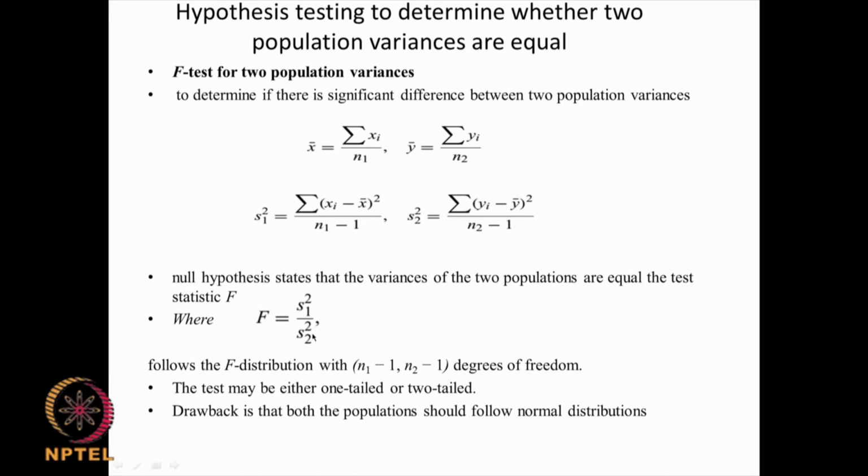Whereas, if I do F equal to S2 square by S1 square, then I will look at n2 minus 1 as the column and n1 minus 1 as the row, do not forget that. So, we can have either a one tail test or a two tail test. Of course, it is good that the data follows a normal distribution. If it is not following, then it is not very good. As I said, I will teach you later on how to check whether the data is normal or not normal. There are some tests for that, and many tests later on for non-normal distributions also.